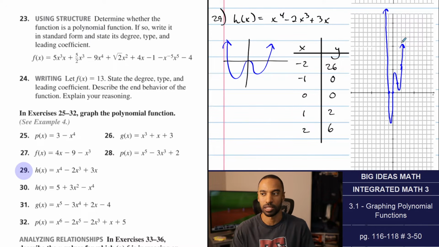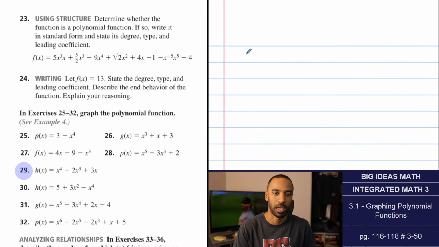That could be the quartic. The important part was end behavior. Getting those through the end behavior points, right? And recognizing that that's how it would go. All right, number 30.